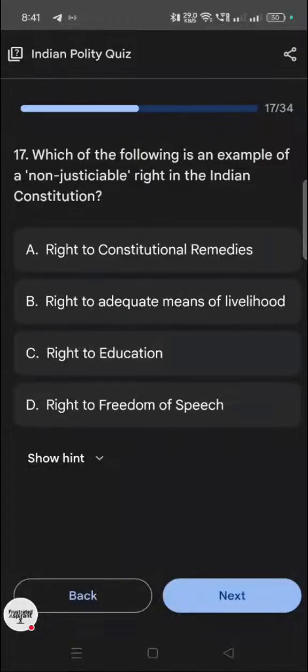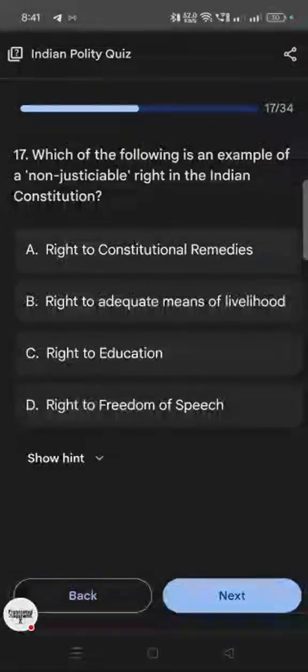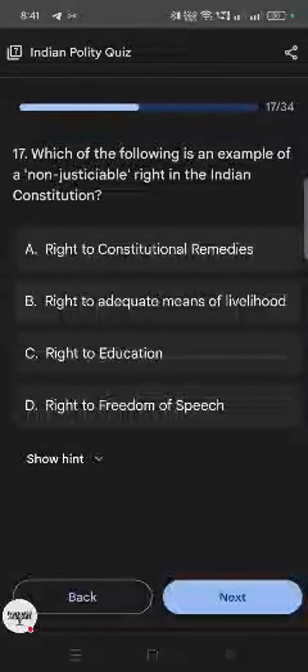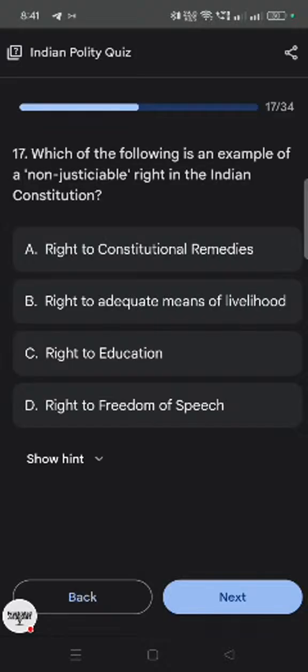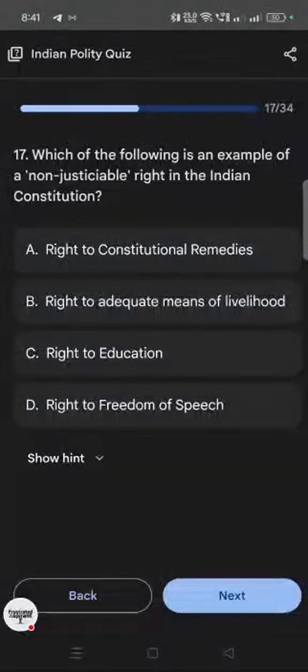Which of the following is an example of a non-justiciable right? Right to constitutional remedies, Article 32; right to adequate means of livelihood; right to education, Article 21; right to freedom of speech, Article 19. The example of a non-justiciable right is the right to adequate means of livelihood.